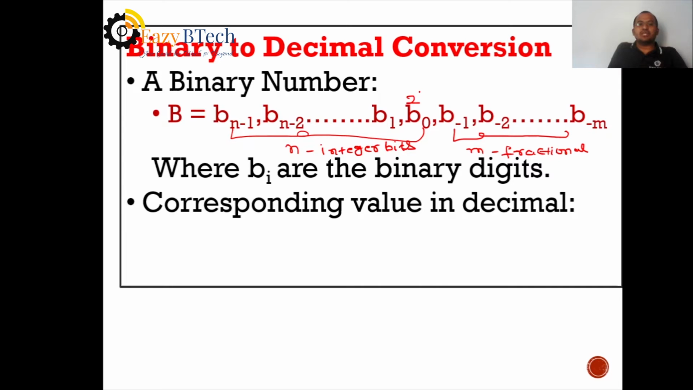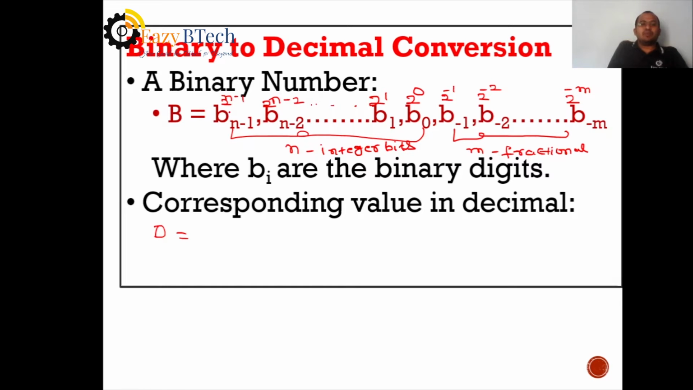For example, 2 power 0, 2 power 1 and so on, 2 power n minus 2, 2 power n minus 1, and similarly for the fractional part 2 power minus 1, 2 power minus 2 and 2 power minus m. Then we have to multiply each bit value with the corresponding weight. As it is a binary number, it will have either 0 or 1. If 1 is present, we multiply with that respective weight, and then sum all those values. That gives the corresponding decimal equivalent.